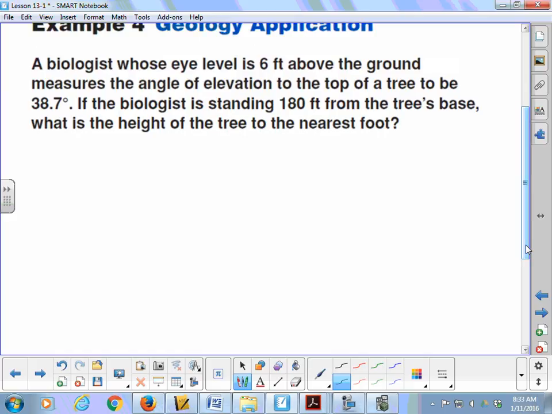So first thing, we have a biologist, so we need to draw him. Here's my biologist. He's looking out at a tree. Here's my tree. Probably should be a lot taller than that, but that's okay. We don't worry about scale too much. We worry about our numbers. Now, what are the important things about the biologist and the tree? What do we know?